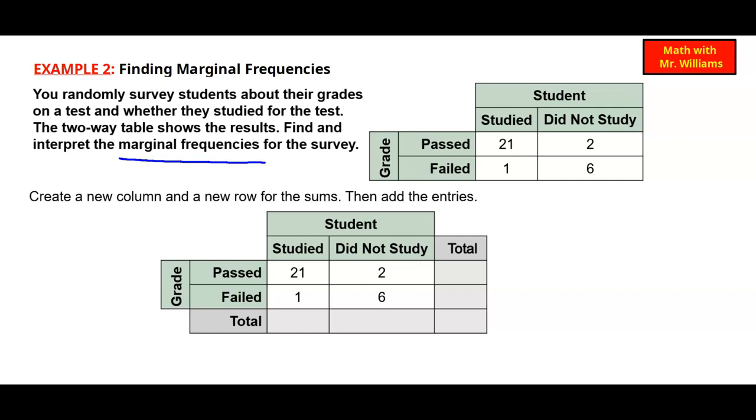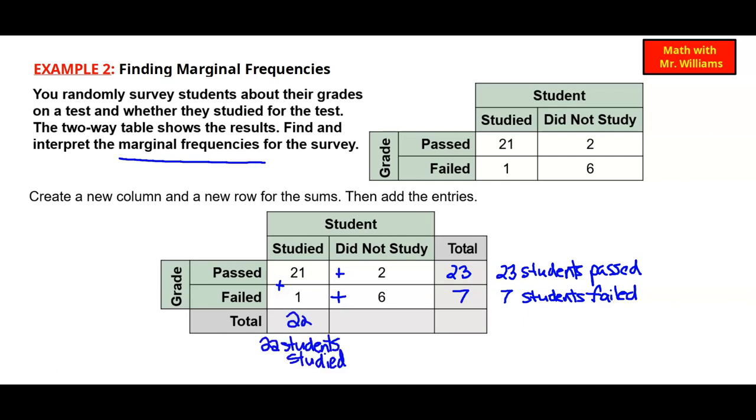So here we have 21 plus 2 would get us 23. So 23 students passed. All right, so for the students that failed, 1 plus 6 would get us 7. So 7 students failed. All right, now we look at the studied, and we see that if we add 21 plus 1, we arrive at 22. So 22 students studied, and then 2 plus 6 will get us 8. So 8 students did not study.